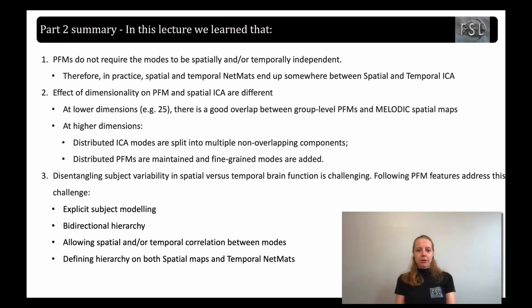Here's a little bit of a summary of all of the things that I've talked about today. PFM is designed to overcome potentially some of the limitations of ICA by dropping the independence constraint, modeling the group level and the subject level at the same time, hierarchically optimizing those two solutions. And so if you're interested in studying resting state network organization, then I would encourage you to try out PFM and learn a little bit more about it.